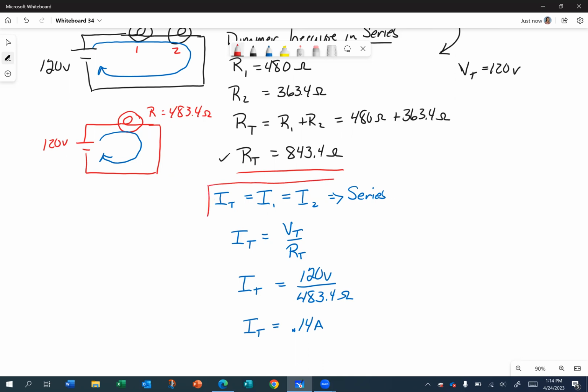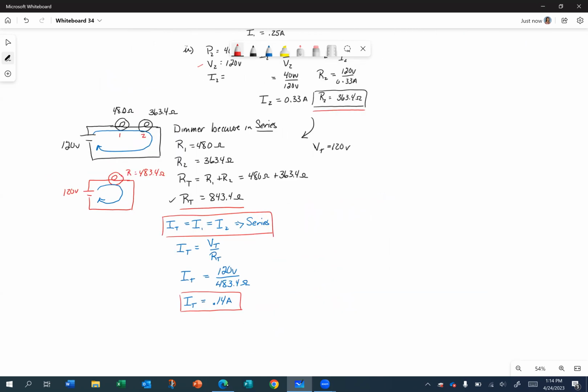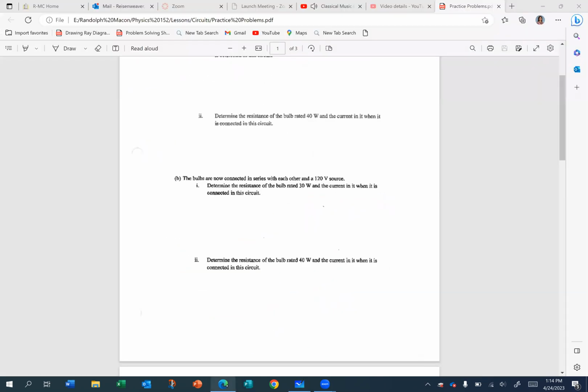Okay. So once I find that, I found the current through each of those when wired in series. Okay, so that was the second half of that question. When these are wired in series, they're going to have the same current, and that current has to be determined by the total resistance in the circuit.